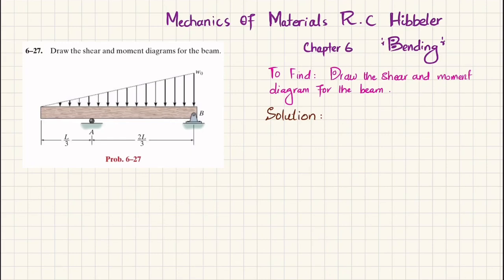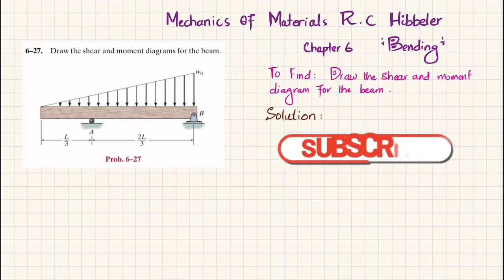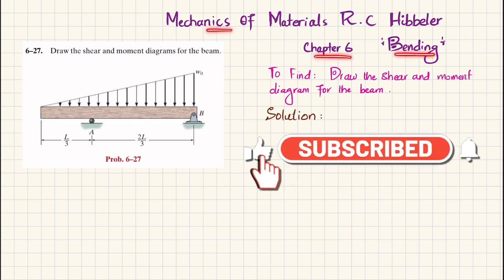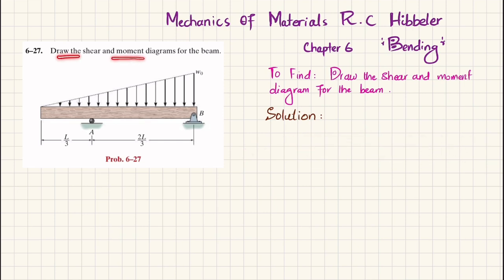Welcome back. Problem 6-27. This problem is taken from chapter number 6, that is bending, and the book name is Mechanics of Materials by R.C. Hibbeler. The statement is: draw the shear and moment diagram for the beam.